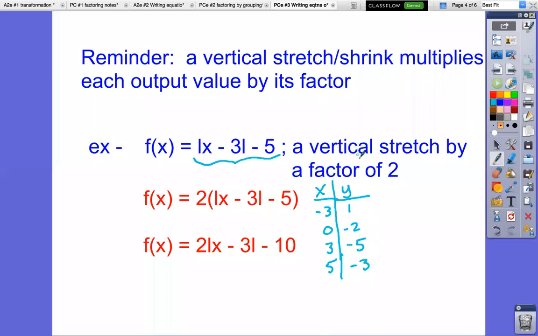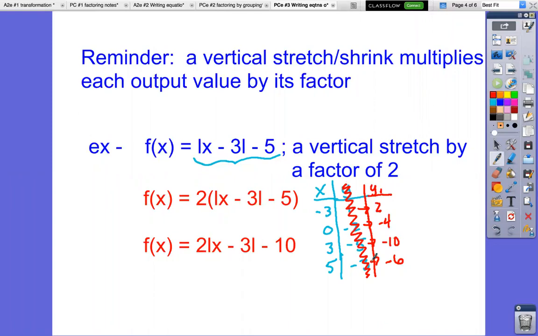Okay? So essentially all that you're doing, I'll change it to red. If I'm stretching this by a factor of 2, all I'm doing is multiplying each of these by 2. So 2 times 1 is 2, -4, -10, -6. So while that was the original, this is what it looks like. So each one of those points are stretched.